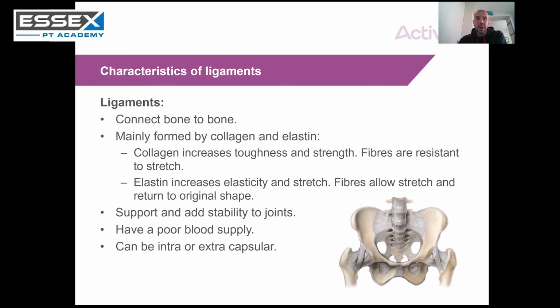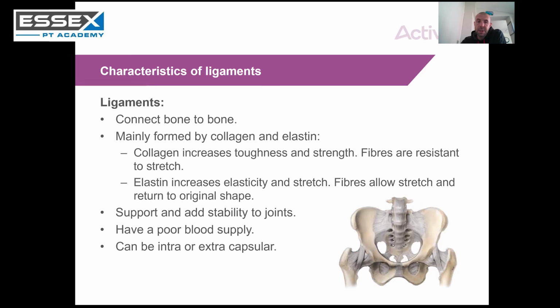Okay, so jumping on to characteristics of ligaments, this one sort of jumps forward. Connecting bone to bone, so that's the feature or characteristic of a ligament. It connects bone to bone; tendons, muscle to bone; ligaments, bone to bone. Made of collagen and elastin. Collagen increases the toughness and the strength.